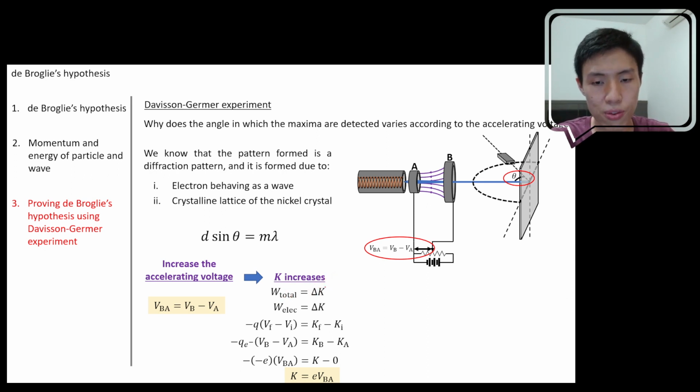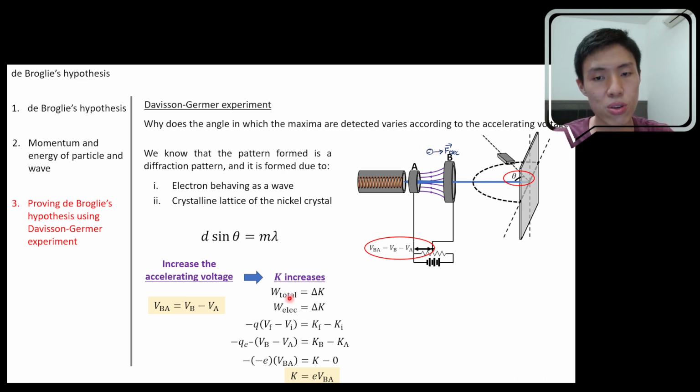Okay, so if we focus on what happens to the electrons, let's draw an electron over here. The electron will be experiencing a force in the opposite direction of the electric field. So this is the electric force. The electric field is pointing to the left, that's why our electric force is pointing to the right. So this is the only force acting on the electron.